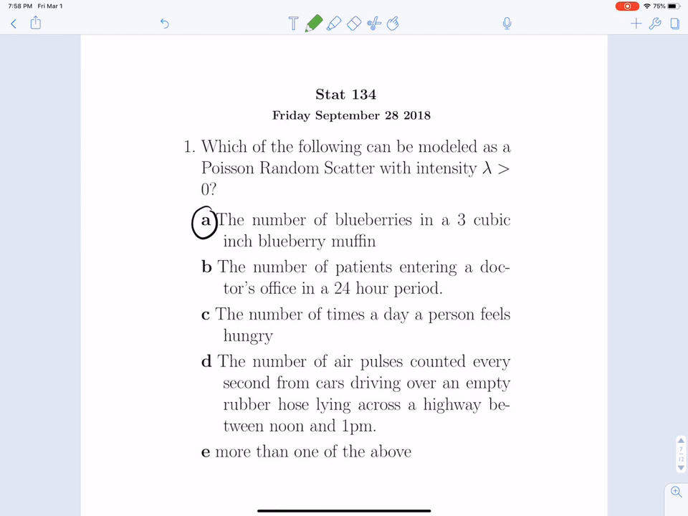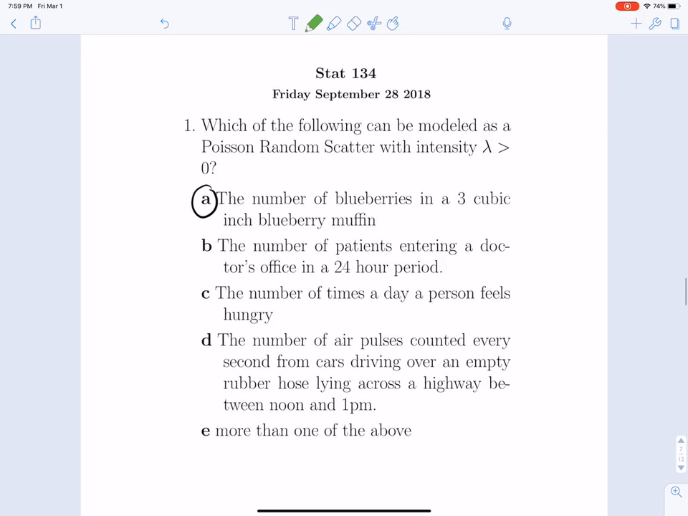So we did a concept test. Which of the following can be modeled as a Poisson random scatter with intensity lambda greater than 0? So it is A, the number of blueberries in a 3 cubic inch blueberry muffin. Since you can think of each morsel as just containing a single blueberry, we can make the morsel small enough, and so that would be a Poisson random scatter.